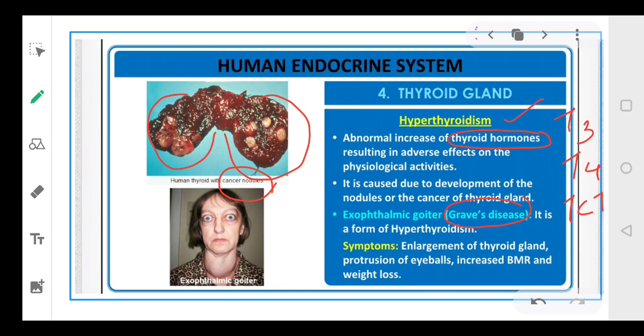If more thyroid hormones are produced, like if you look at the eyes the lady has, she has bulging eyes. There is protrusion of the eyes, basal metabolic rate will increase, and weight loss will also occur. So this particular disease is referred to as Graves' disease, and it is only caused when your thyroid gland is producing a large amount of thyroid hormones.